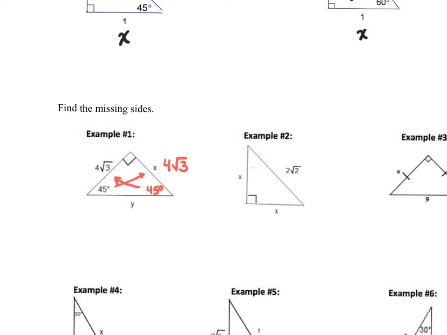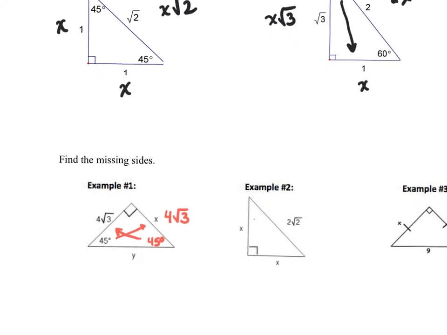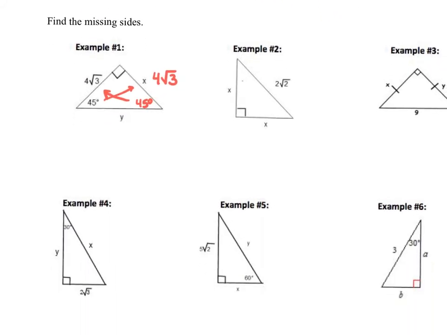Now if we look up above, to find the hypotenuse is just one of the legs times the square root of 2. So we can do that same thing here. We take one of the legs and we multiply it by the square root of 2. So 4 square root of 3 times square root of 2 is 4 square root of 6. So this would be y, this would be our hypotenuse. Hypotenuse is always square root of 2 bigger.